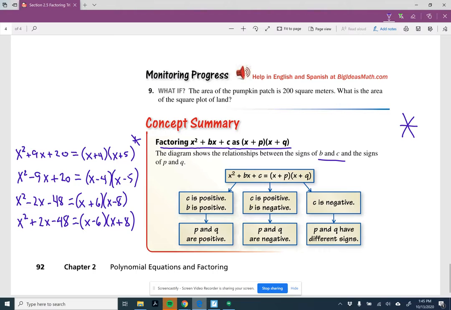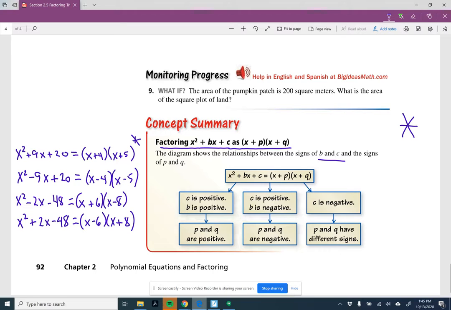Notice the factoring is undoing the multiplication, or we're going from the expanded form to the product. To factor something is to write it as a product. So can we take that and go the other direction? If c is positive and b is positive, then the p and the q are both positive. The positive 4 and the positive 5 are what we have in our factored form, x plus 4, x plus 5.